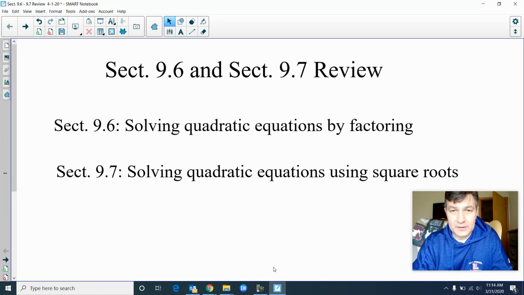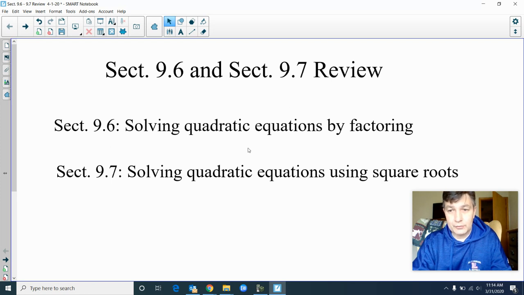We're going to keep doing section 9.6 and 9.7. Today we're going to review again. This is just some things you really need to know, so we're going to hit it multiple times. Again, we're solving equations by factoring, and we're solving quadratic equations using square roots. Two different methods depending upon how the equation looks.